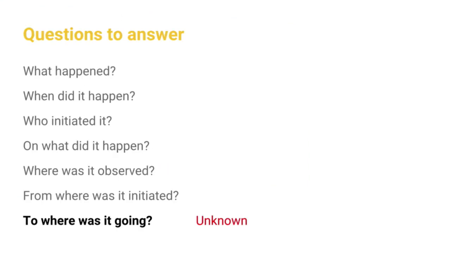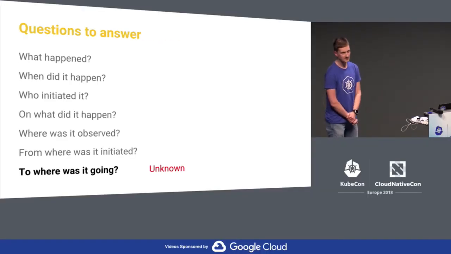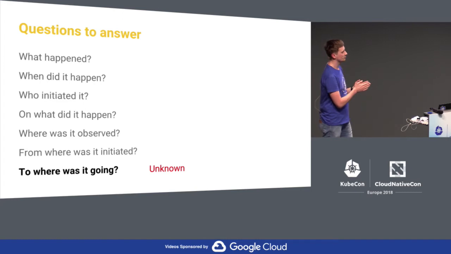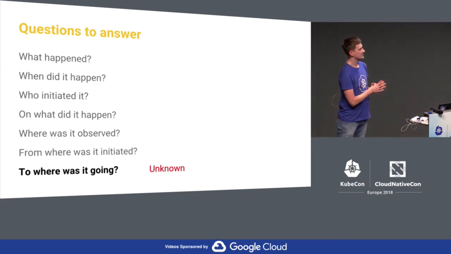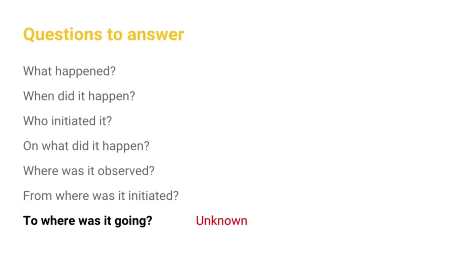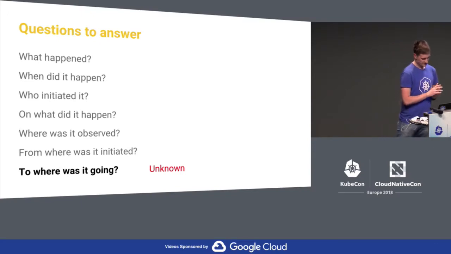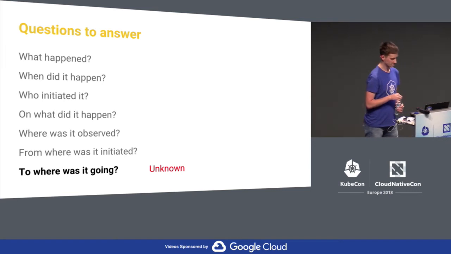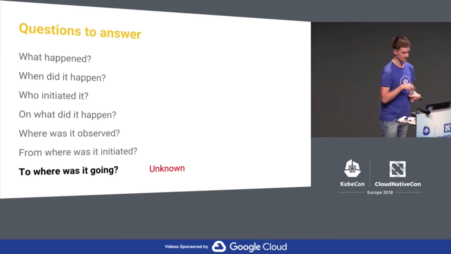And to where was it going? Unfortunately, for this question, we also don't have any answer inside of the audit event. You can imagine that some resource changes originated to etcd, but if you're interested in your cluster metrics, possibly a request was originated to the metric server. But you can get some information about the destination based on the request URI.